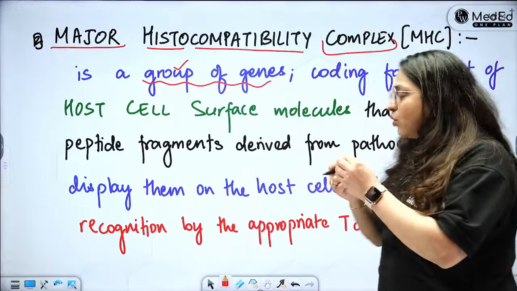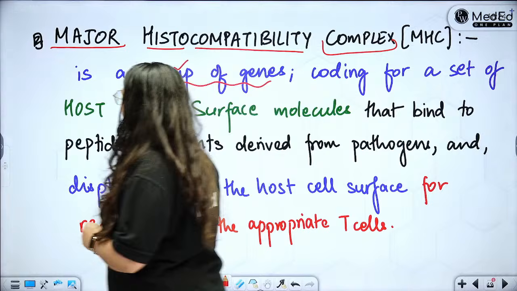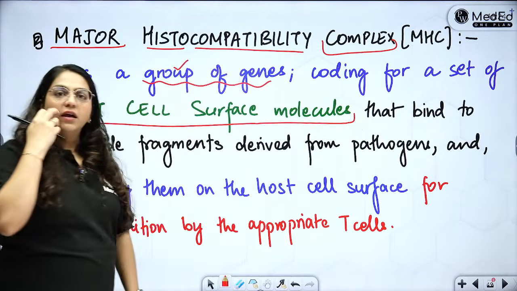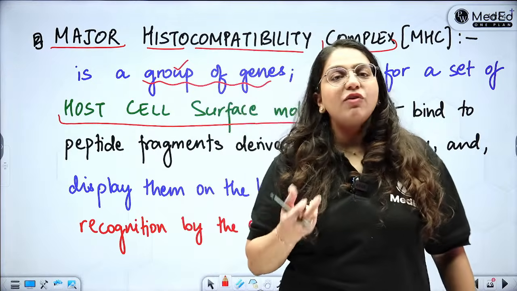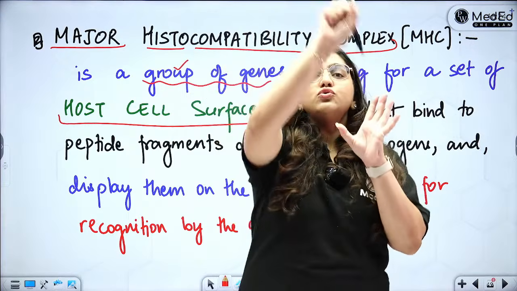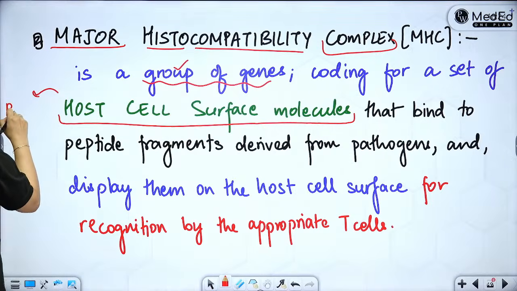So these genes are going to code for a set of host cell surface molecules. What does a set of host cell surface molecules mean? A receptor. Any molecule on the host cell is a receptor. That is the thing which is going to attach to something, right? So the meaning of this big word is receptor.